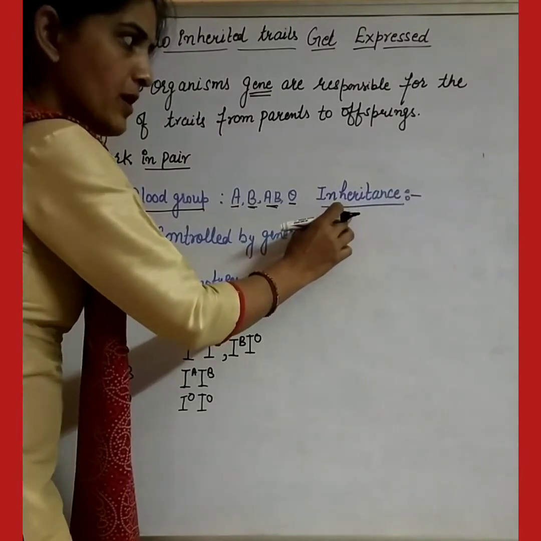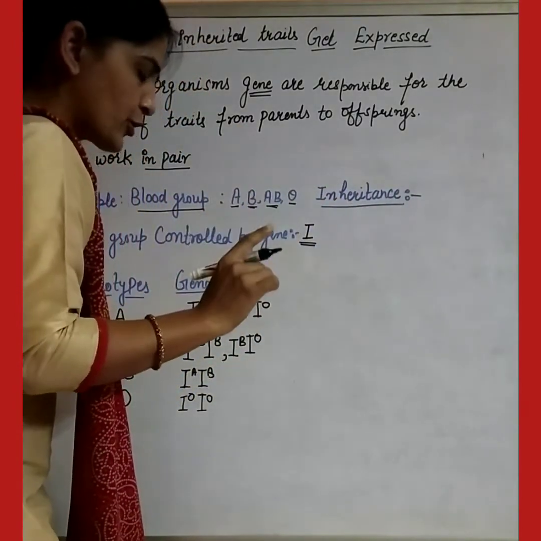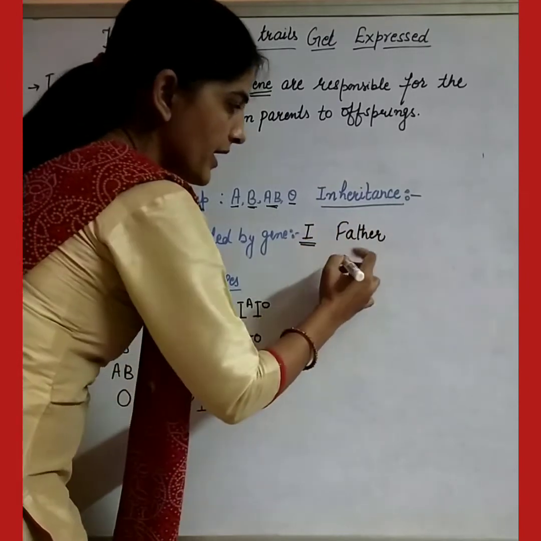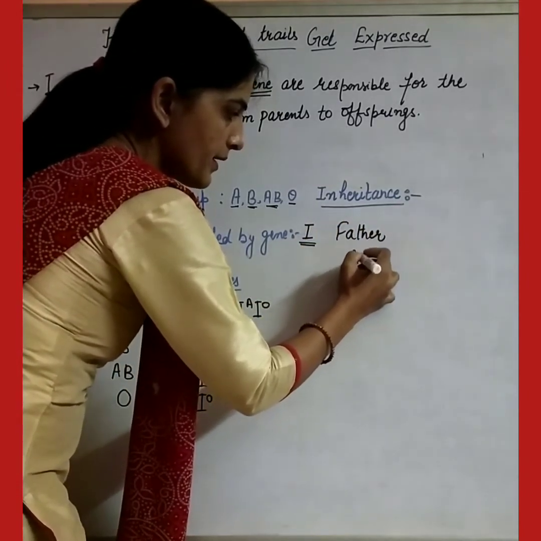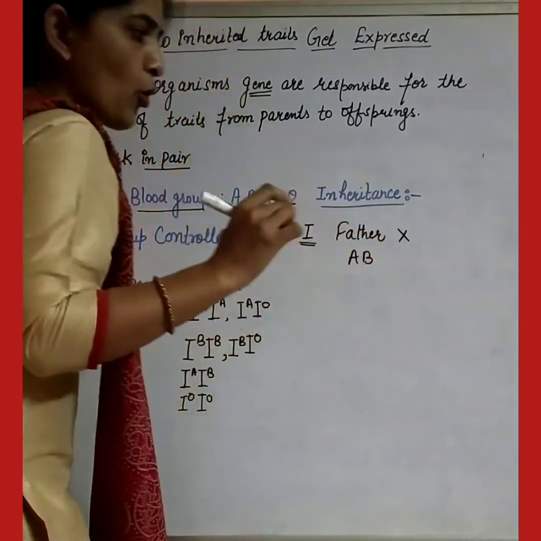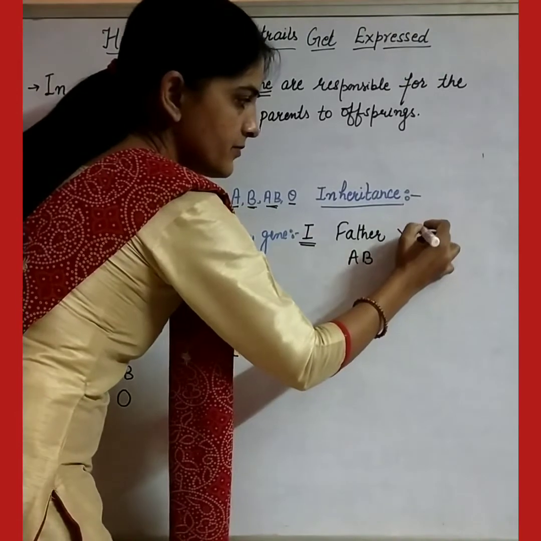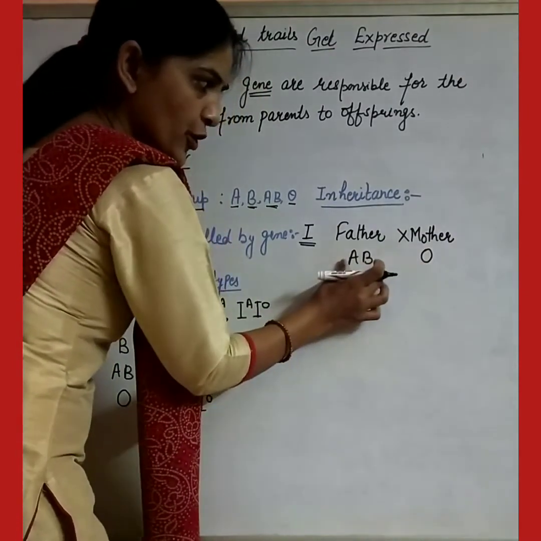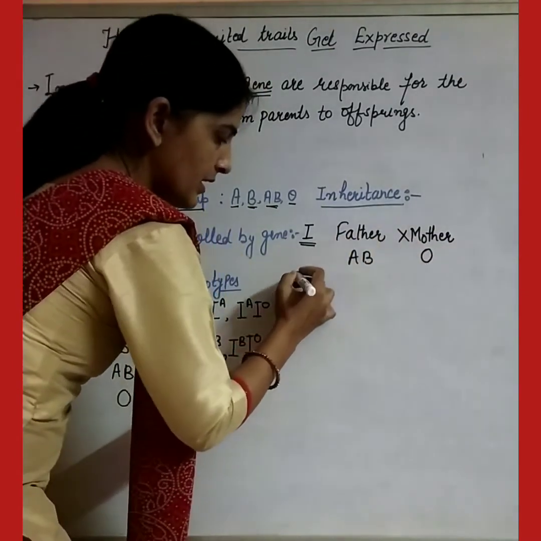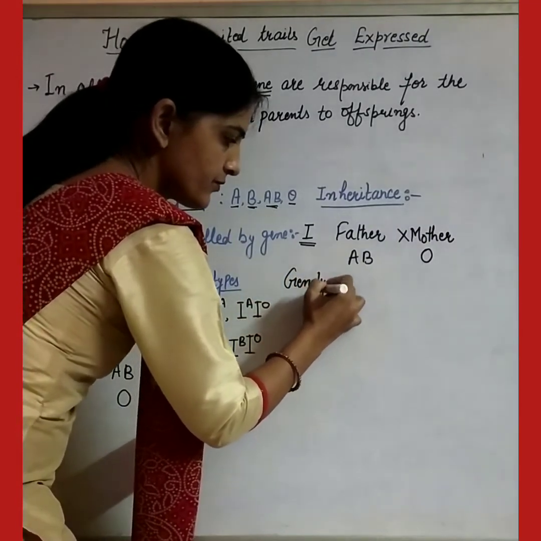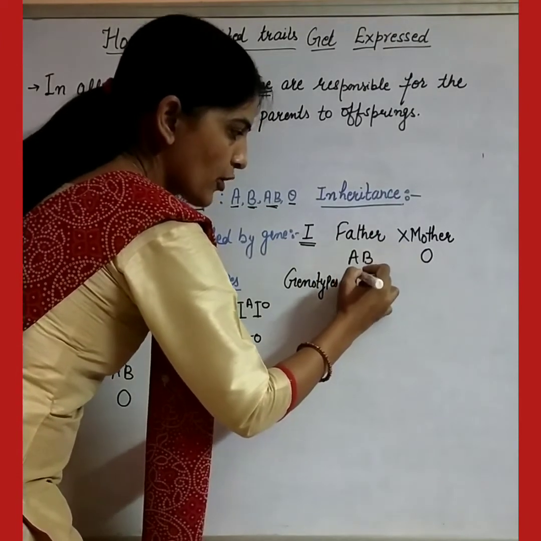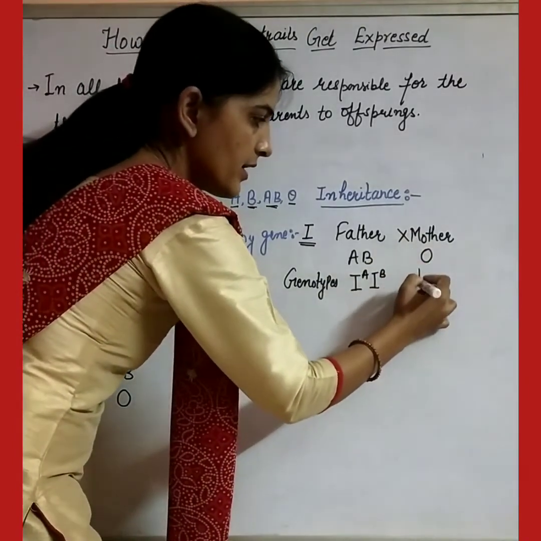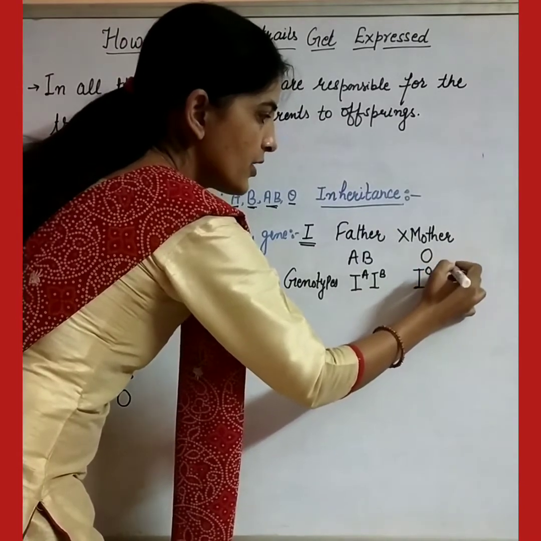Let's take an example for inheritance. If a father has blood group AB and the mother has blood group O, these are the phenotypes, the phenotype for father and the phenotype for mother. Let's write the genotypes. The genotype for AB is IA IB. The genotype for the mother is IO IO.